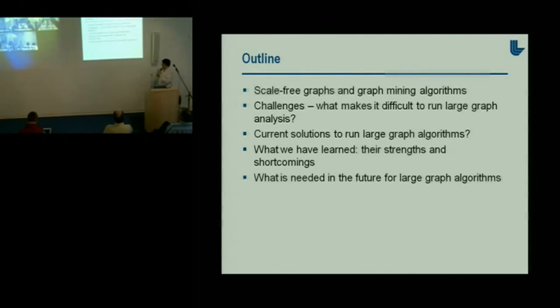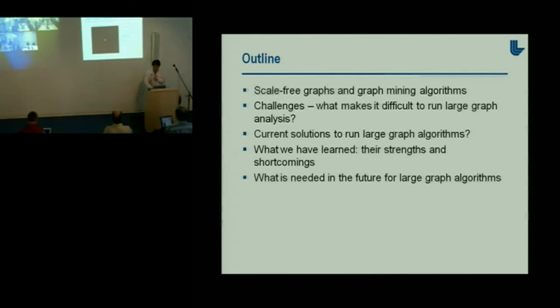Okay, so I'll start the talk with the graphs that we are interested in, how they are used, and some of the challenges involved in running large graph algorithms. One by one, I'll talk about the systems and programming models we have tested in our experiments, and the results and the lessons we learned. And I'll finish the talk by sharing some of the thoughts that I have gained through this experience.